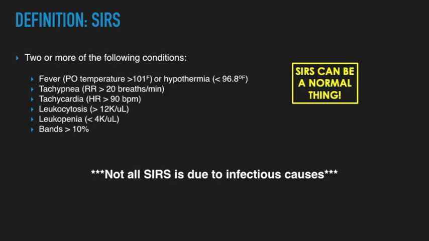As far as the definition of SIRS, it's when there are two or more of the following conditions: a fever of greater than 101 or less than 96.8, a respiratory rate greater than 20, a heart rate greater than 90, a white cell count either greater than 12 or less than 4, or bands greater than 10%. So two or more of those meet the criteria for SIRS, but once again, this response can be a normal response, or it can be a clue to something underlying that can be more serious.